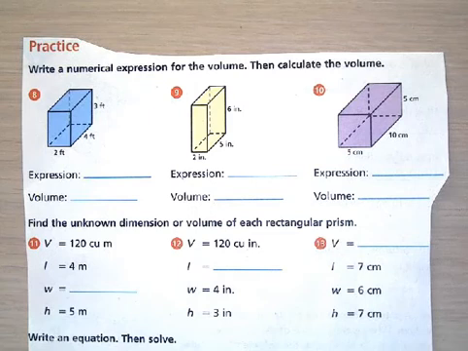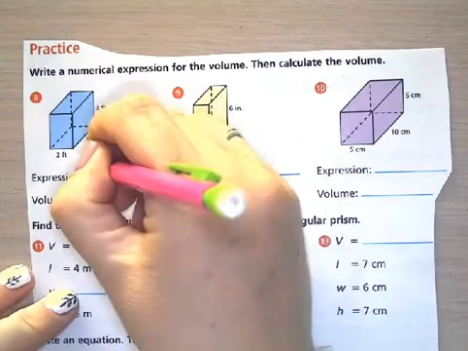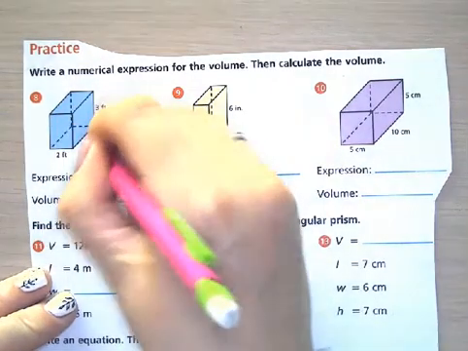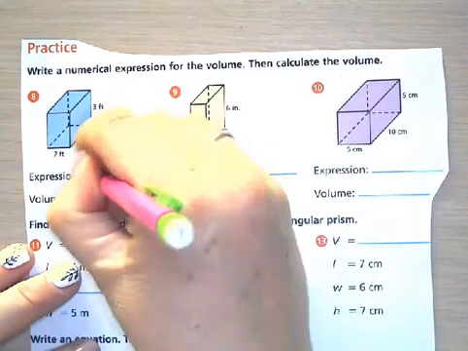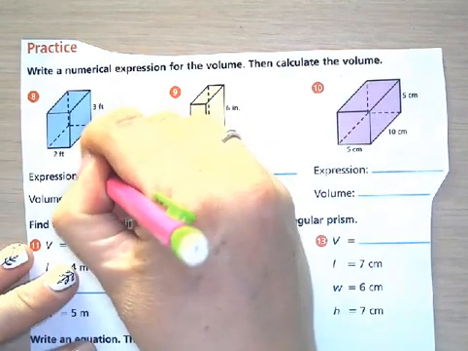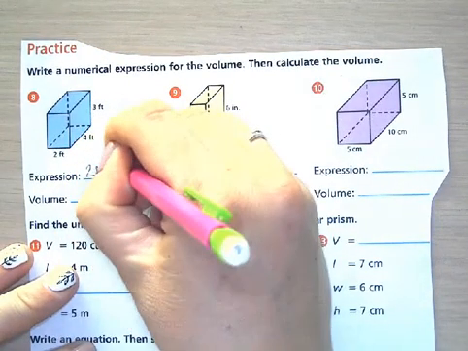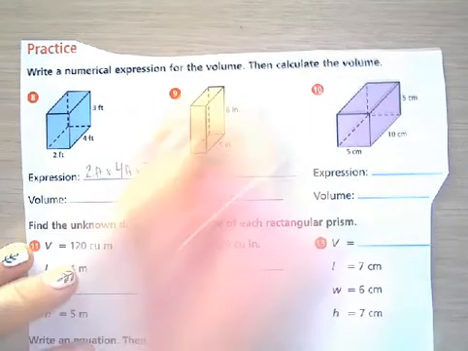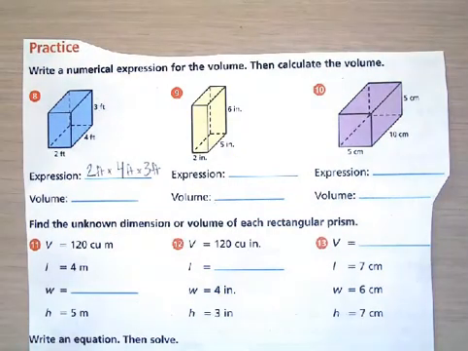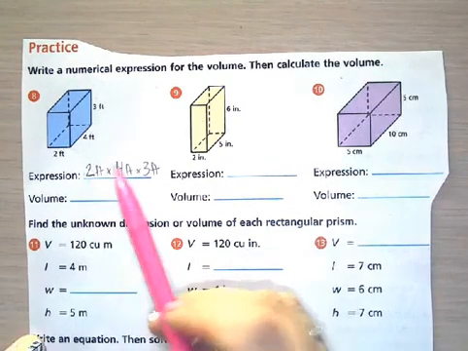Here we go. Write a numerical expression for the volume. Then calculate the volume. So the expression is just what you're doing to get there. So the expression would be length times width times height: 2 times 4 times 3. I actually think I want you to put feet. Two feet times 4 feet times 3 feet.